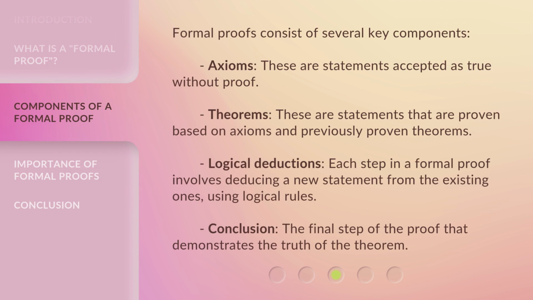Formal proofs consist of several key components. Axioms. These are statements accepted as true without proof. Theorems. These are statements that are proven based on axioms and previously proven theorems. Logical deductions. Each step in a formal proof involves deducing a new statement from the existing ones, using logical rules. Conclusion. The final step of the proof that demonstrates the truth of the theorem.